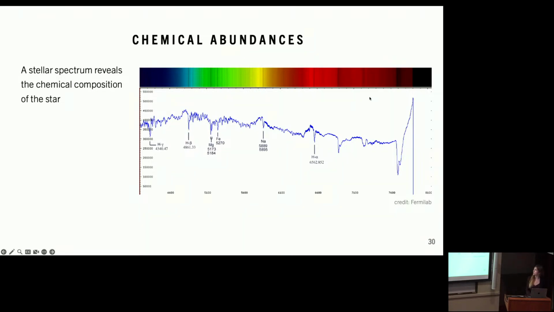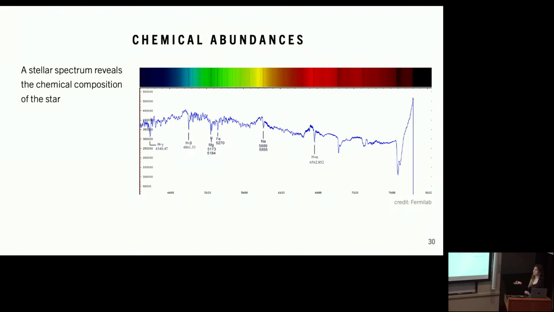So this is showing the same spectrum pictorially in two different ways. This is actually a solar spectrum. Usually the spectra are not as nice as these. But when you get a spectrum, it actually reveals the chemical composition of the star that you're looking at.